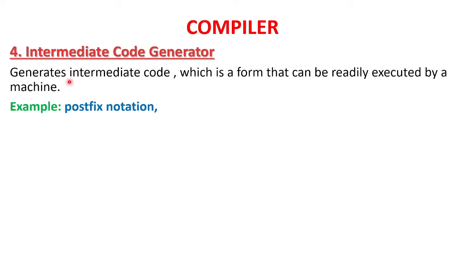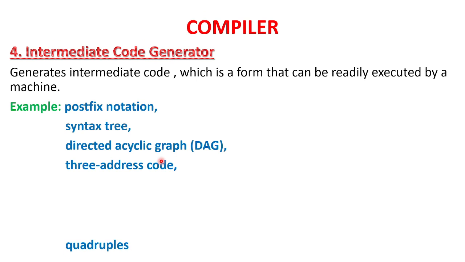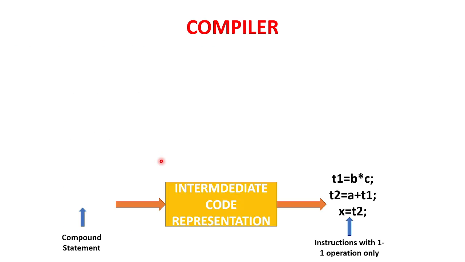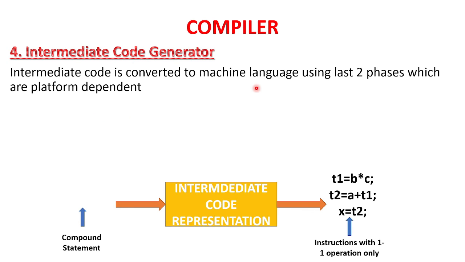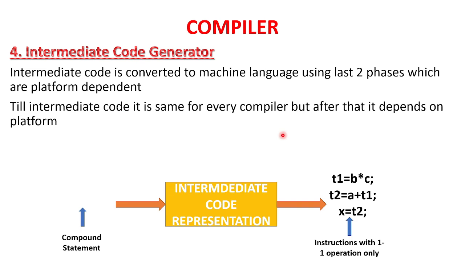For example, you can make intermediate code representation using postfix notation, syntax tree, directed acyclic graph, also called DAG, three address code, quadruples, and triples. These are the ways to make intermediate code representation. You can write your intermediate code using these notations or forms. Intermediate code is converted to machine language using the last two phases, which are platform dependent. Till intermediate code it is the same for every compiler, but after that it depends on the platform.